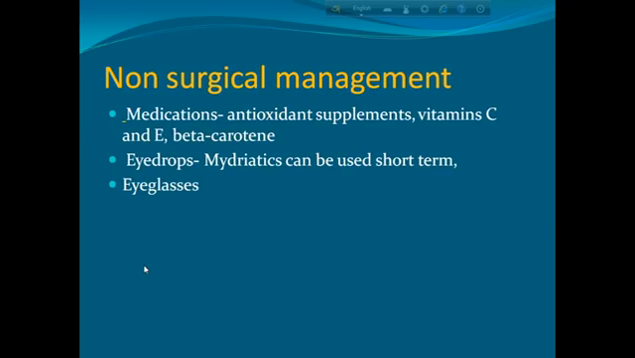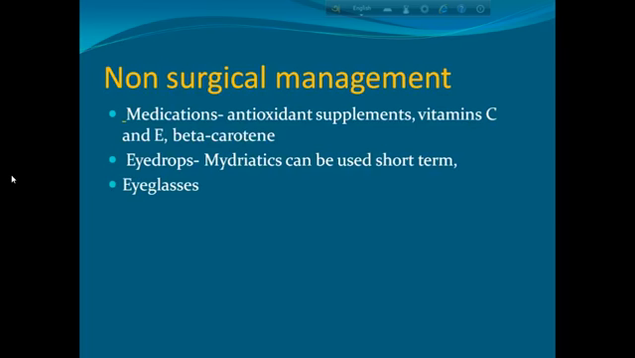And there is another important question some examiner asks you: what are the non-surgical management of cataract? There is some medication like antioxidant supplements. There are so many antioxidant supplements available in the market. Any one you prescribe: vitamin C, vitamin E, beta carotene, and there are some eye drops, mydriatics. Suppose there is a polar cataract and you give mydriatics, the pupil is dilated, and in polar cataract the periphery is clear. So when it is dilated, through the periphery the patient may see everything.